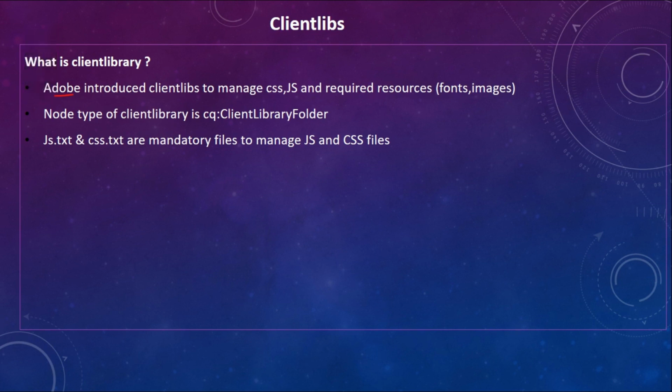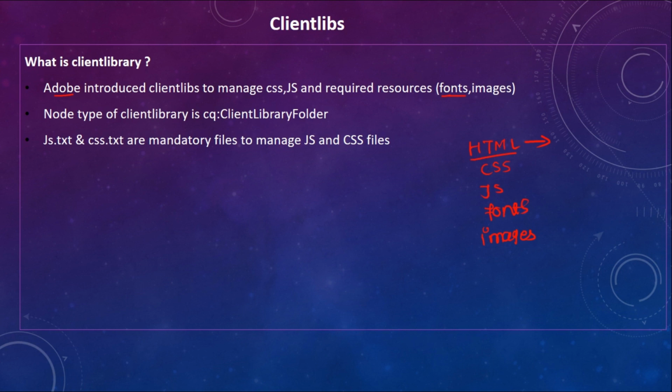Adobe introduced the client library to manage the CSS and JS files and other resources, like the fonts and the images. Now I'll give you one example. For making a website, what do we need? HTML. Later we need CSS, JavaScript files, some fonts, and after that some images, videos and audios.